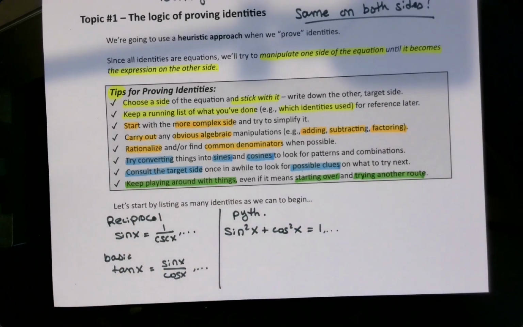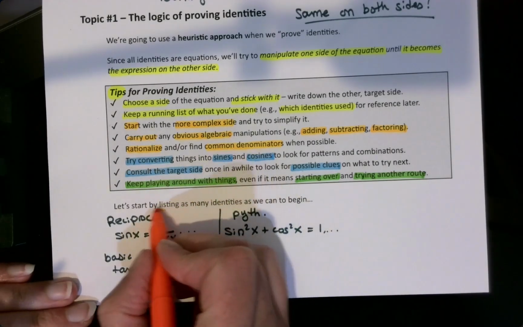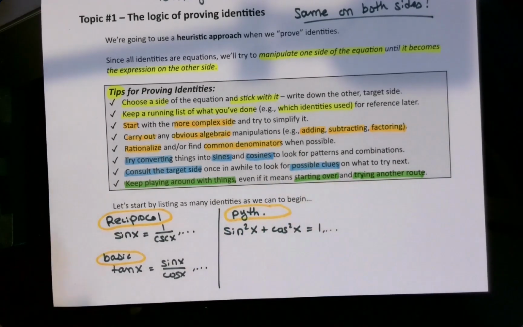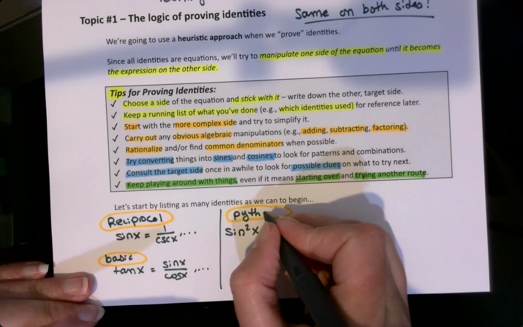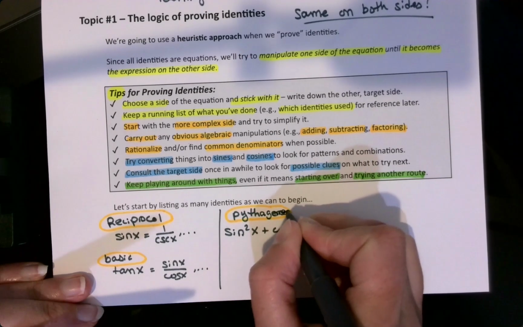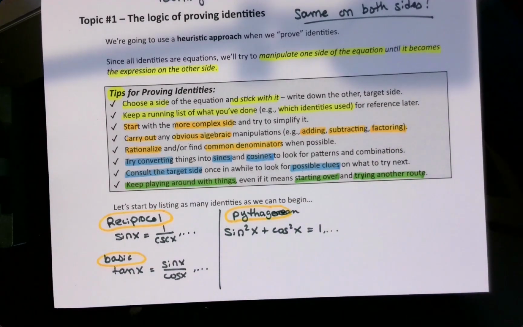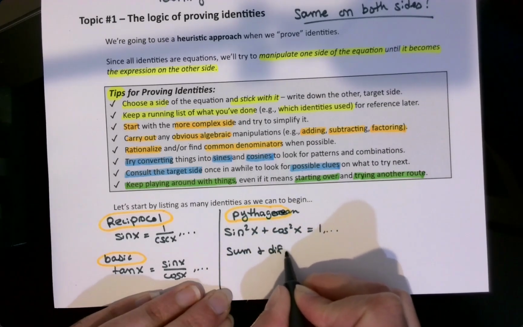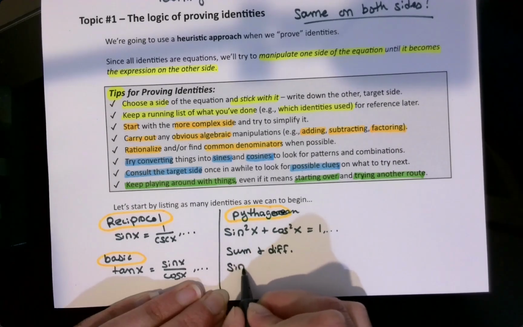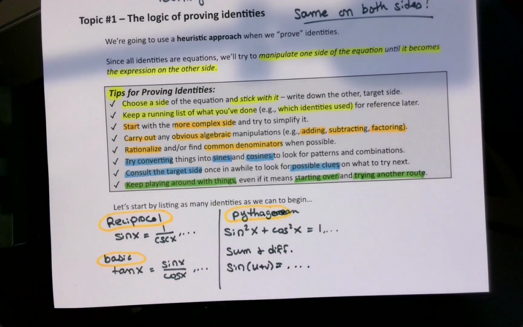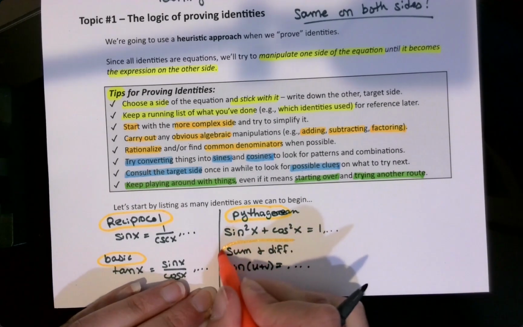So I'm just writing down right here the types of identities to look for. We have our reciprocal identities, our basic identities, our Pythagorean identities. Sorry, Pythagoras, I spelled his name wrong at first there. We've got our sum and difference identities. That's our sine of u plus v equals, etc. I'm not going to write that whole identity down, it's long. So we've got our sum and difference identities.